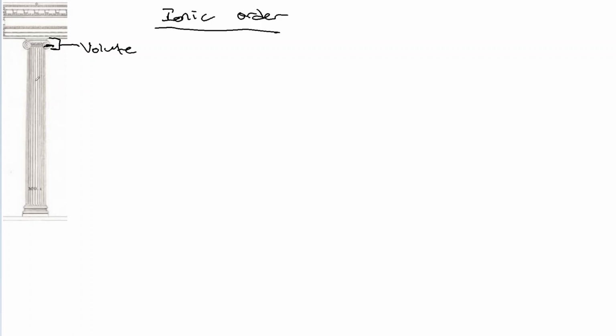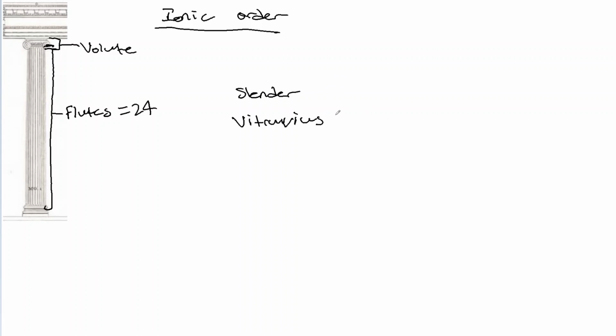Now we can talk about how this shaft is much taller than the Doric order, and the flutes, there are 24 of them, which is 4 more than the Doric order. It is also much more slender in size, which led Vitruvius to call this order more feminine.